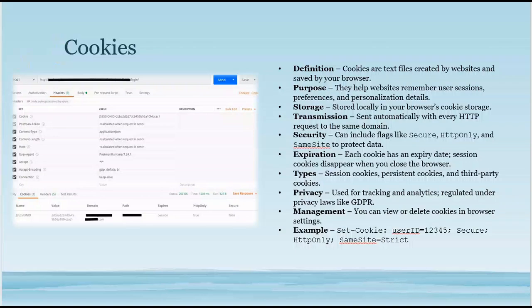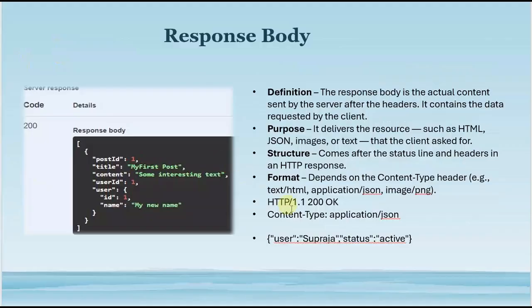And one more is the response body. The response body contains the actual content requested by the client. It follows the headers in the HTTP response. Formats vary: HTML for web pages, JSON for APIs, or images and files. Some responses may have no body, like 204 No Content. It is the part the user sees or the application processes. The response body is the actual content sent by the server after the headers. It contains the data requested by the client.